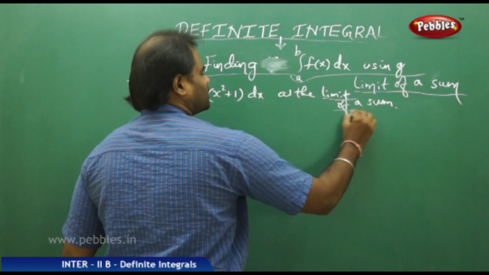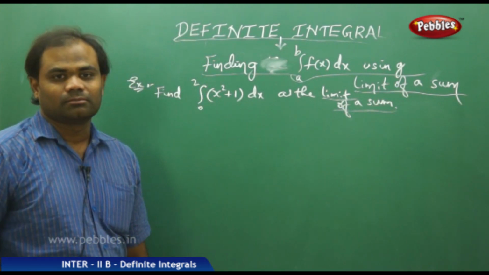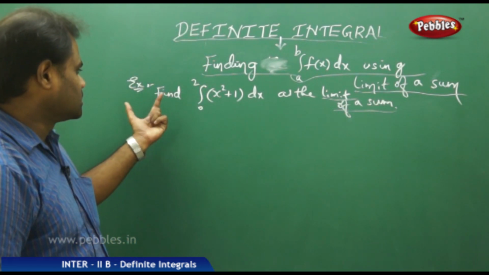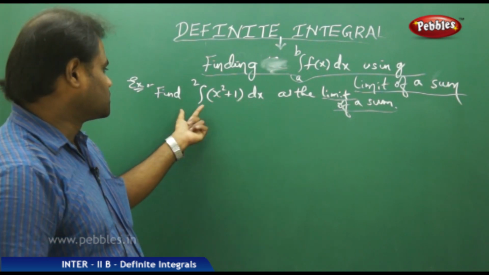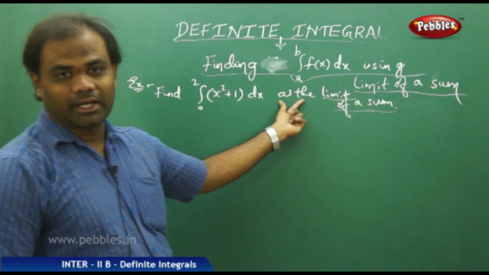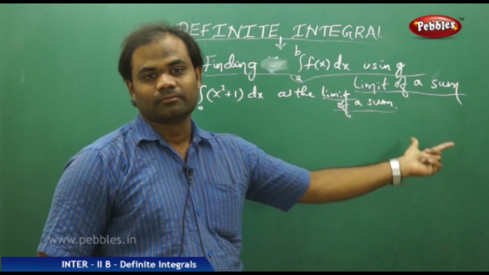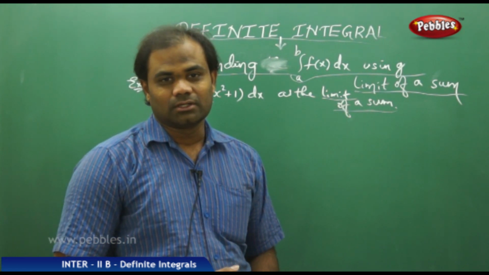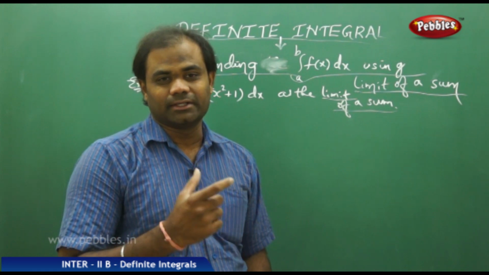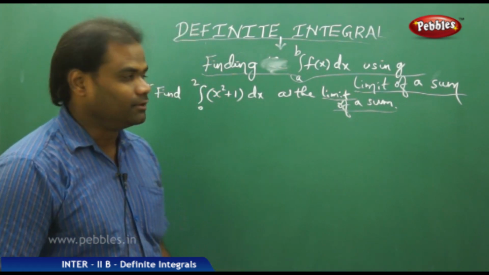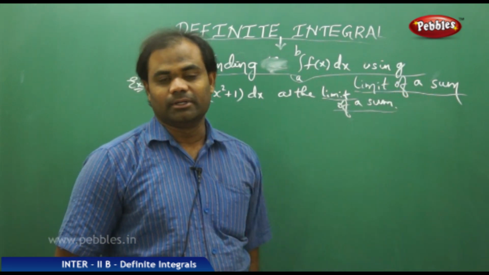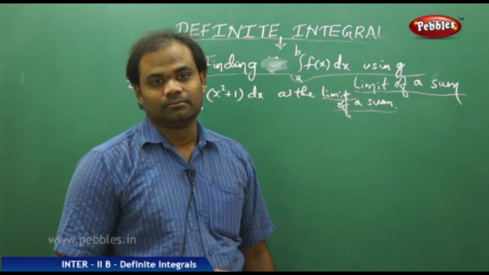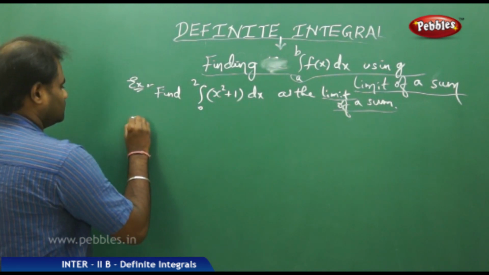Now this plays a vital role in understanding the method, because the question clearly says find the integral of the function x squared plus 1 with limits from 0 to 2 over dx as the limit of a sum. Since the question is exclusively on finding the integral through the limit of a sum, we use the formula which we use for finding the limit of a sum.